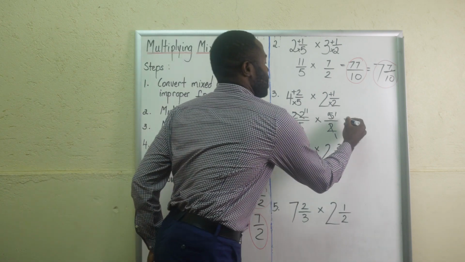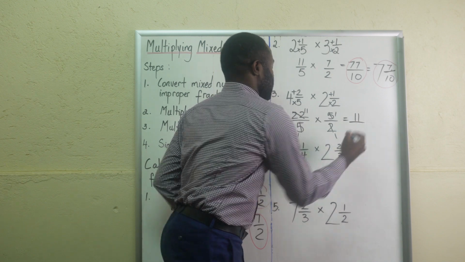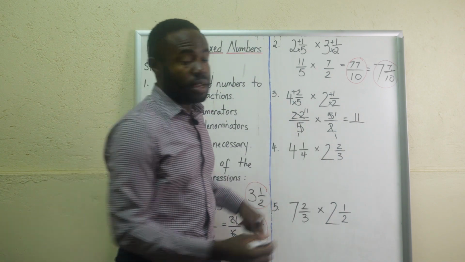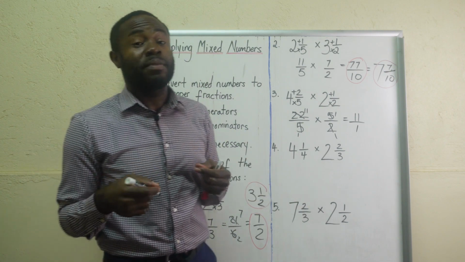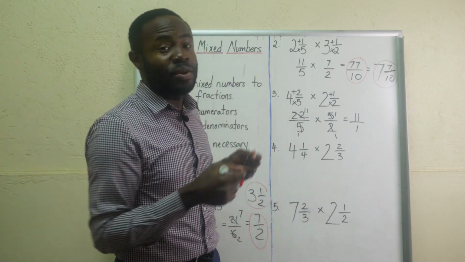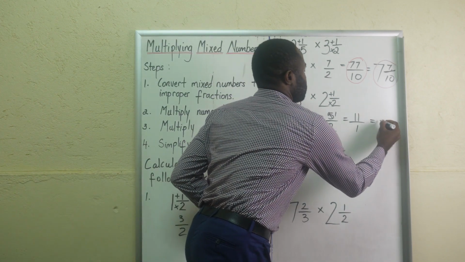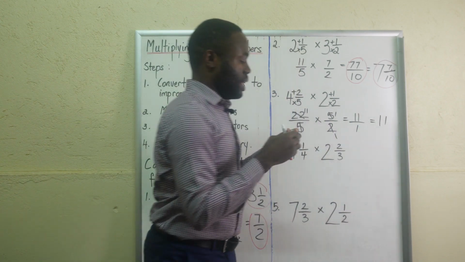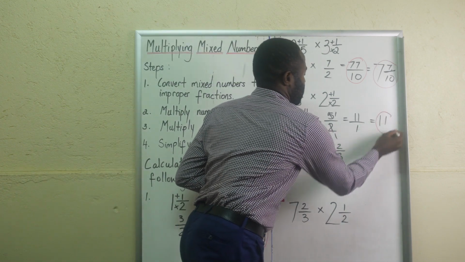So the numerators are 11 and 1. So 11 times 1 gives us 11, and then 1 times 1, that gives us what? 1. Remember now, whenever you have a number divided by 1, that is just the numerator itself. That is in fact a whole number, which is equal to 11. So the answer for number 3 is 11.